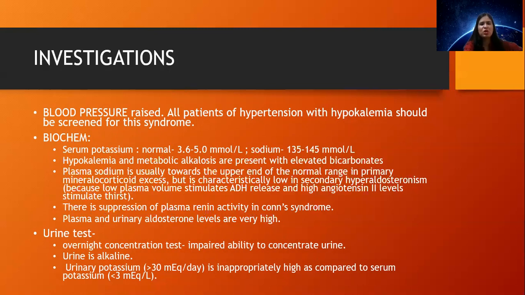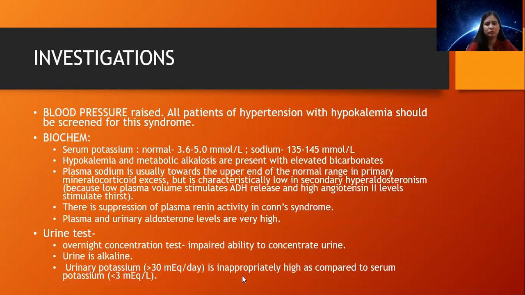Plasma and urinary aldosterone levels are high. These are the investigations for Conn syndrome. Urine test, overnight concentration test, shows impaired ability to concentrate the urine. Urine is alkaline. Urinary potassium is more than 30 milliequivalents per day, inappropriately high as compared to serum potassium, that is below 3 milliequivalents per liter.